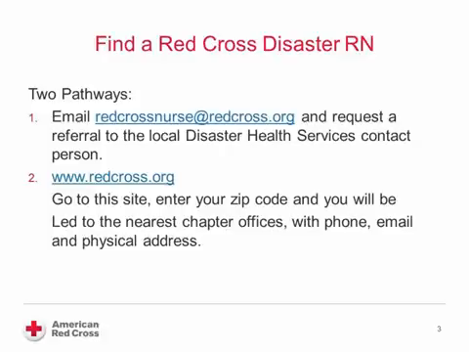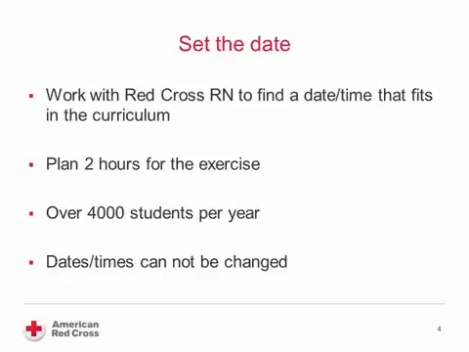Or there's a second pathway, and that is you can just go to the website of www.redcross.org and enter your zip code. And when you enter the zip code of you or your university, it will pop up the nearest chapter offices, the phone, the email, and the physical address. And through that chapter, you can ask them for the disaster health services lead for their chapter or their region. And they can connect you with that person, and you can begin the next process, because you will see that that is a key step before you set the date for your class.